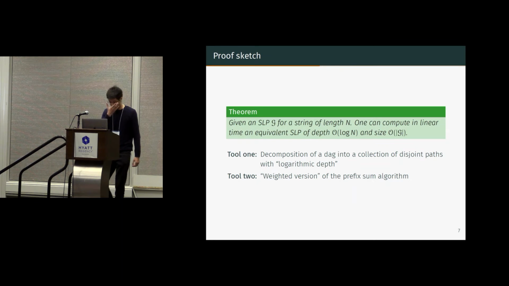All right, so to recall, we want to show that we can always make an SLP logarithmic depth without blowing up the size too much. And we use two main tools. The first thing is, as I said, we will view the SLP as a DAG, and we will decompose the DAG into a collection of disjoint paths. This decomposition will have logarithmic depth in a certain sense. And the second tool is some kind of weighted version of the prefix sum algorithm. I want to comment on both of these tools in the following.